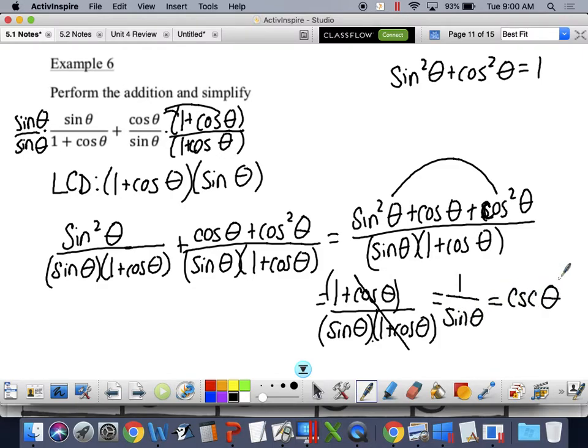Didn't we get this on our last problem? Wasn't that the answer to the last question as well? Cosecant theta. So I added all of that up, I simplified, I had to use my understanding of algebra, how I could simplify these things down, and I wind up with cosecant theta.